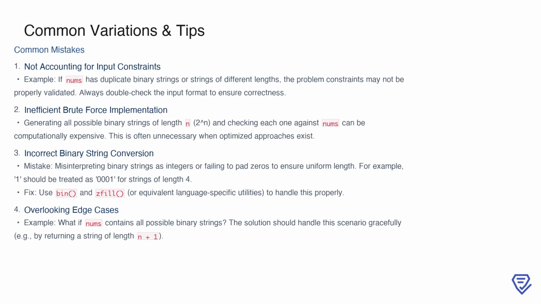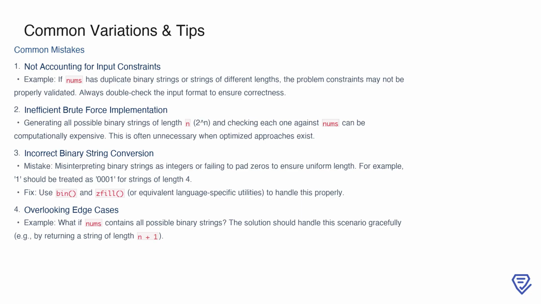Here, we highlight some common mistakes to watch out for when solving this problem. First, not accounting for input constraints can lead to unexpected errors. For example, if the array nums contains duplicate binary strings or strings of varying lengths, your solution might fail because the constraints are not properly validated. Always ensure the input matches the expected format.